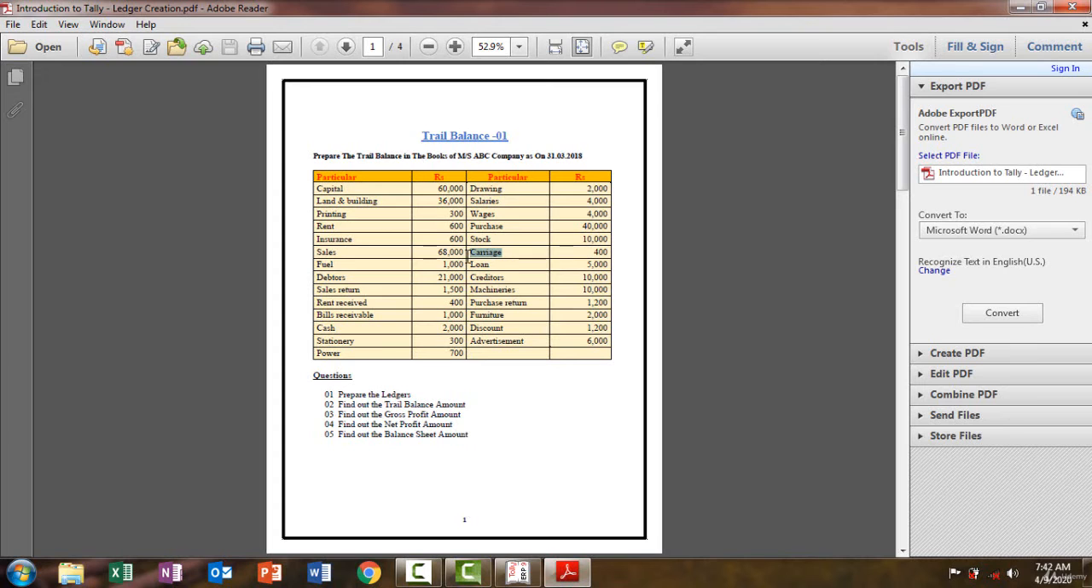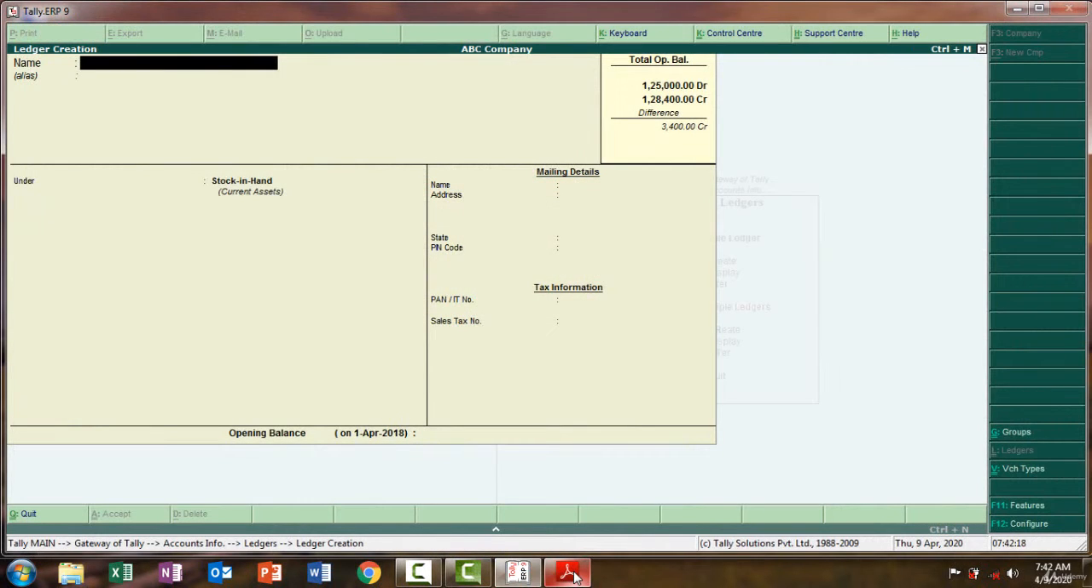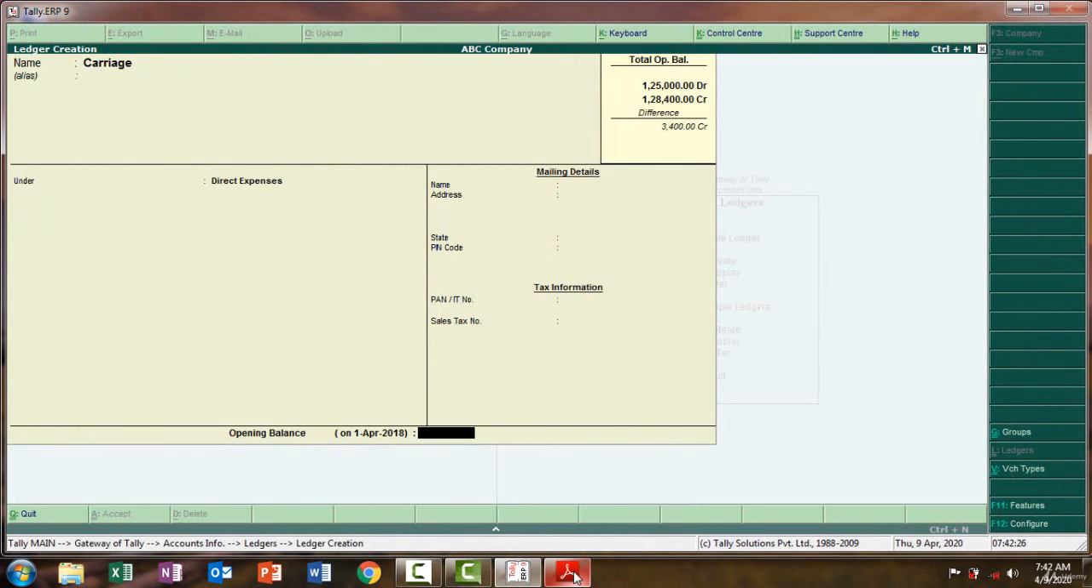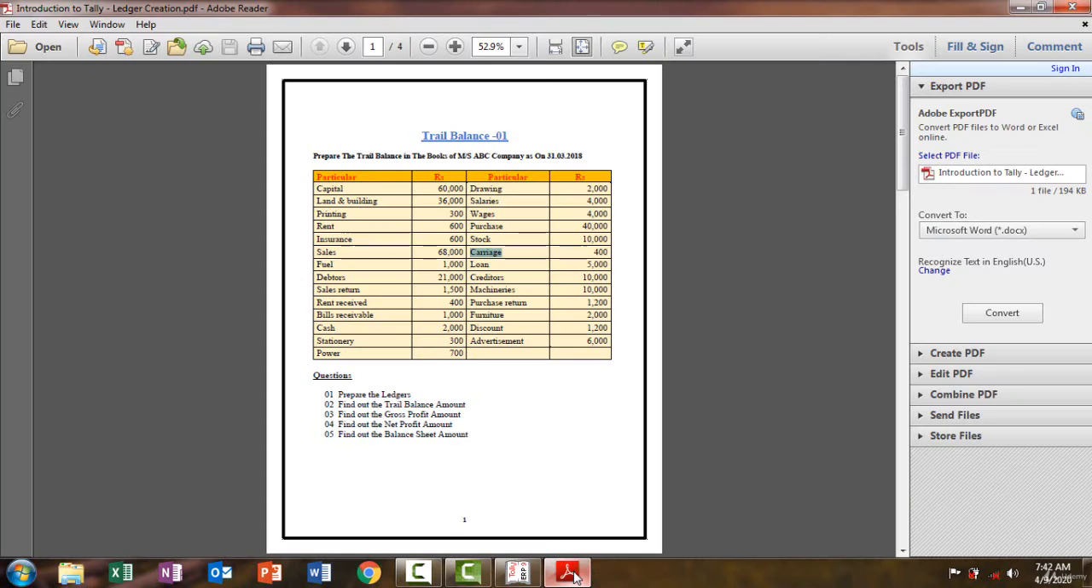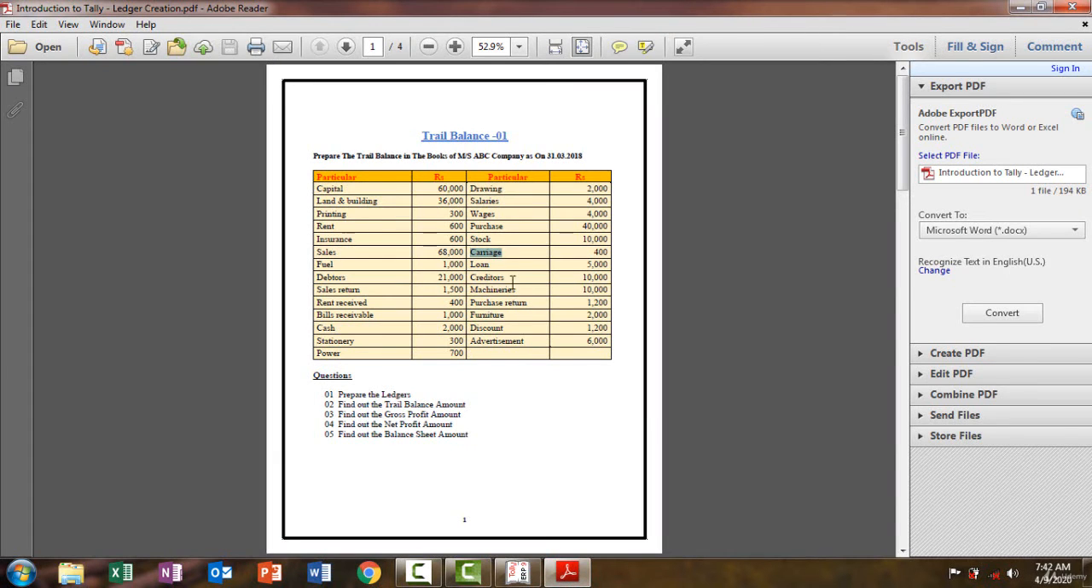And the next one is carriage. Carriage is a direct expense, so I'm going to create the ledger carriage, and it is coming under the direct expenses, and the amount is 400 debit, yes.